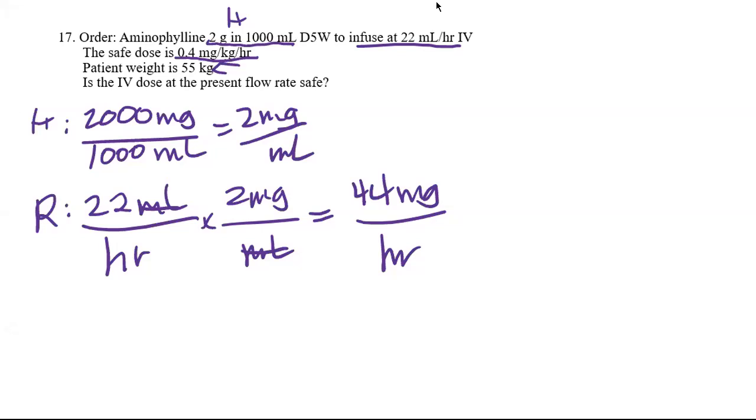And so this is actually how much the patient's getting. Okay, because we took the rate. This is the infusion rate. And we multiplied what we have, and we got 44 milligrams per hour.